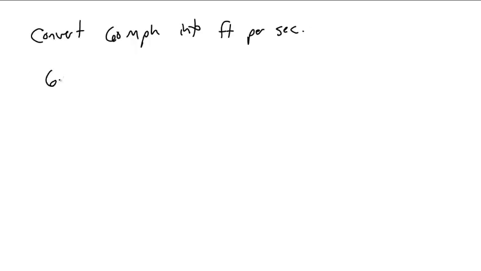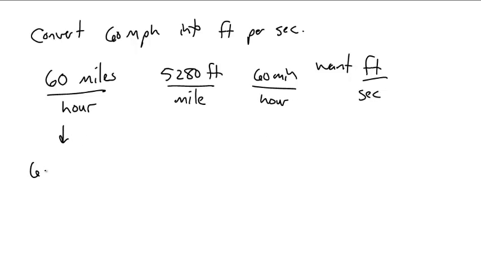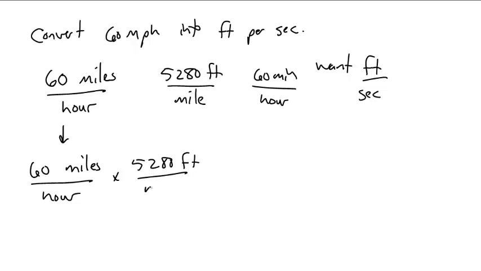So you write out your number. You've got 60 miles per hour. And we want feet per second. Well, we're going to have to convert the miles into feet. We need to know that there are 5,280 feet per mile. And we need to know that there are 60 minutes in an hour. So we bring this down. We have 60 miles per hour. And if we multiply by 5,280 feet per mile, then the miles are going to cancel out, and we are left with feet per hour.